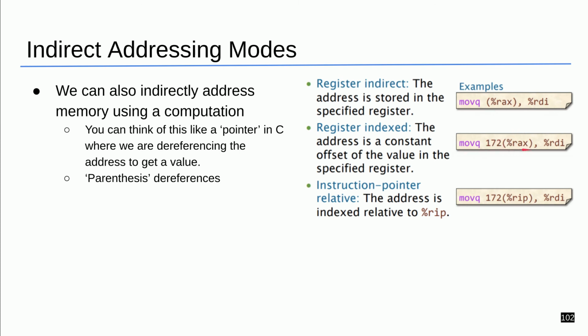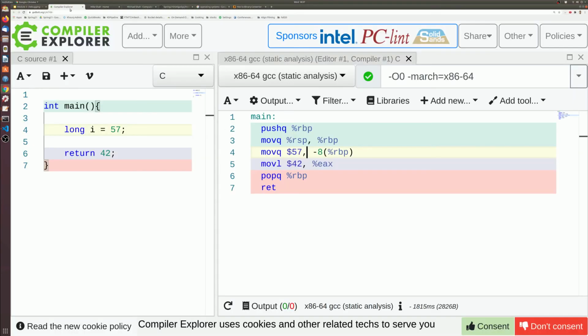Here's how I would implement arrays, where I would dereference whatever's at this memory address, and then the offset here in bytes, 172. So whatever happens to be at that value, I then move it into a register. Let me see if I can do a quick demo, because the arrays one is kind of interesting.